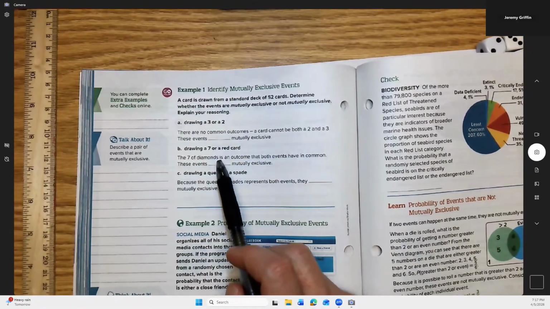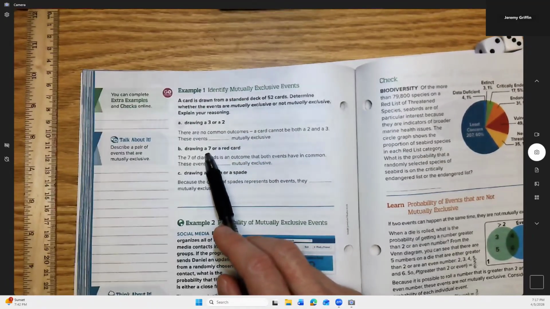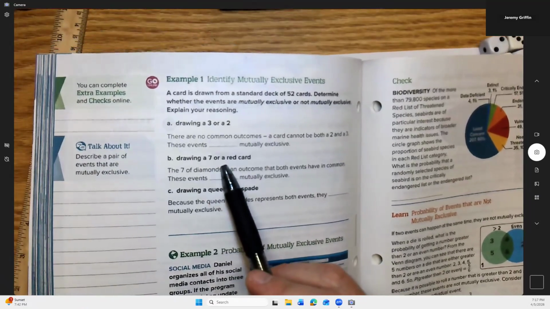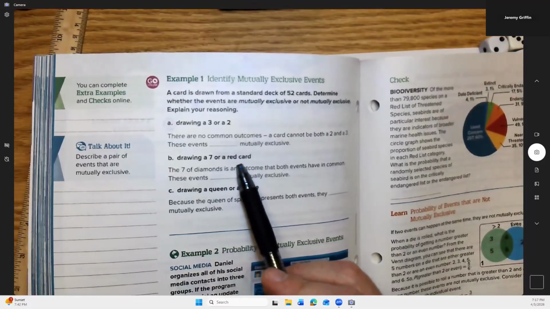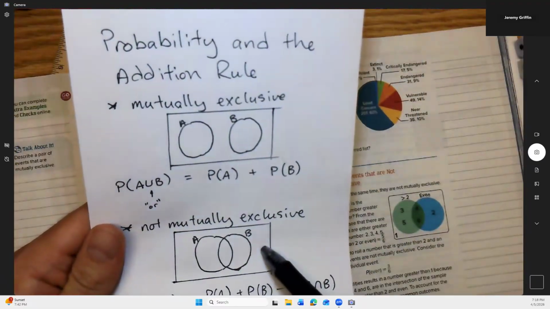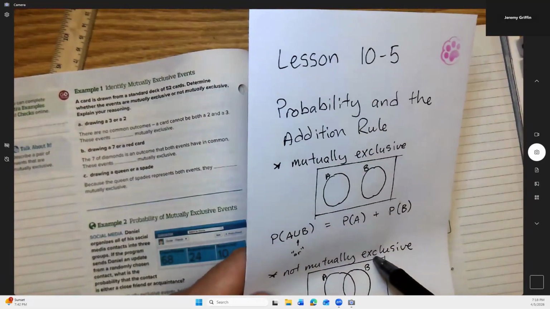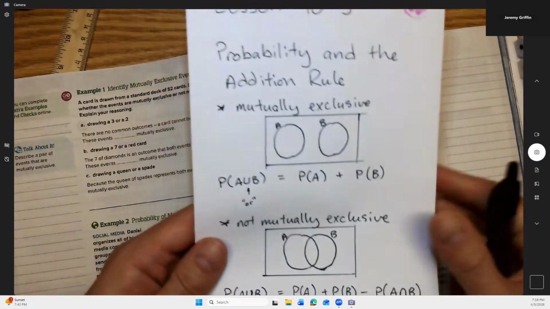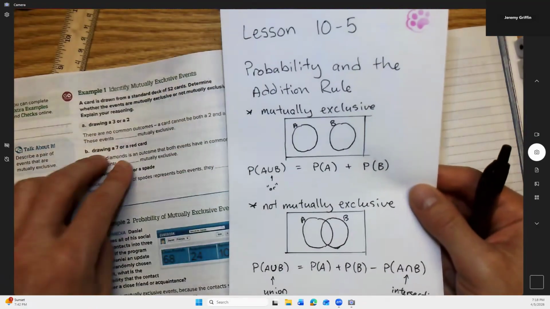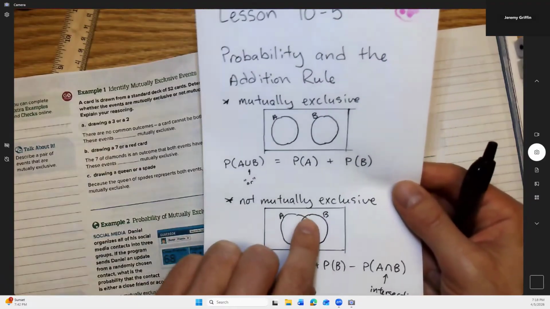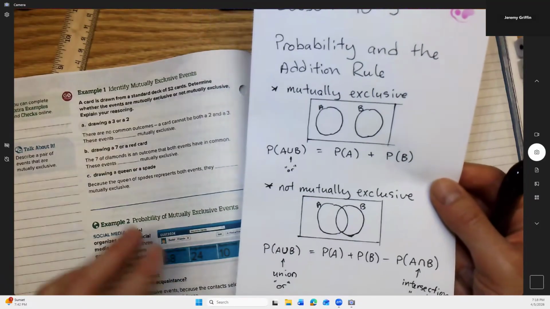Drawing a seven or a red card. Ooh. Now there are sevens that are red, there are sevens that are not red. There are red cards that are seven, there are red cards that are not seven. So it would be not mutually exclusive. Three and two mutually exclusive. Seven and red, not mutually exclusive because there is a seven red card. In fact, there are two red sevens. So there's some overlap between the sevens and the reds.